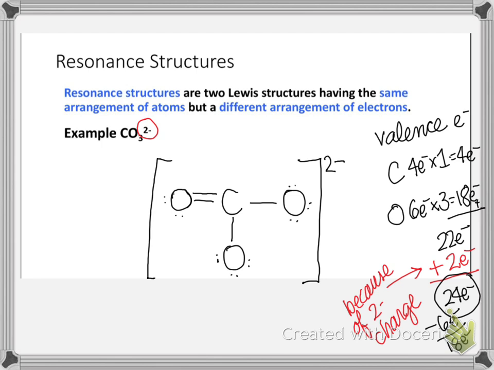And then the other thing I just want to remind you as we finish up, and you can go and practice, is when you have a charge, if it's a negative charge, add that number of electrons to the total. If it's a positive charge, subtract that number of electrons from the total. All right, so in the next couple of videos, we'll learn what we can use Lewis structures to help us understand better.